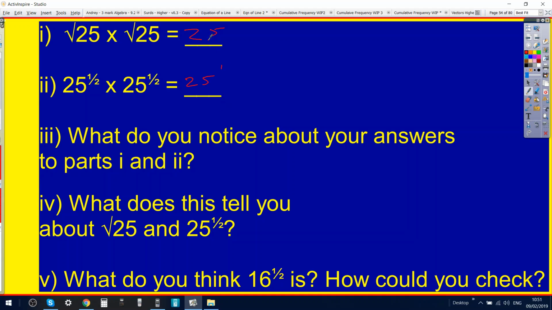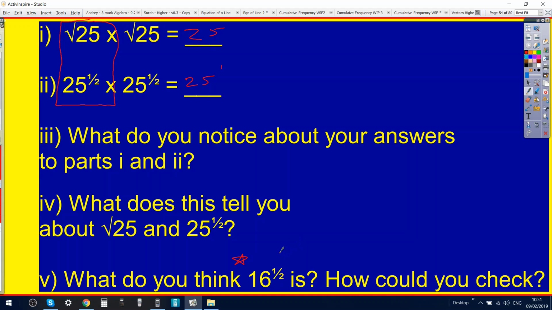What do you notice about the two answers? The same. So something times itself gives you 25. Something else times itself also gives you 25. So that tells you those two must be the same thing. Anything to the power of a half means square root. So what is 16 to the power of a half?